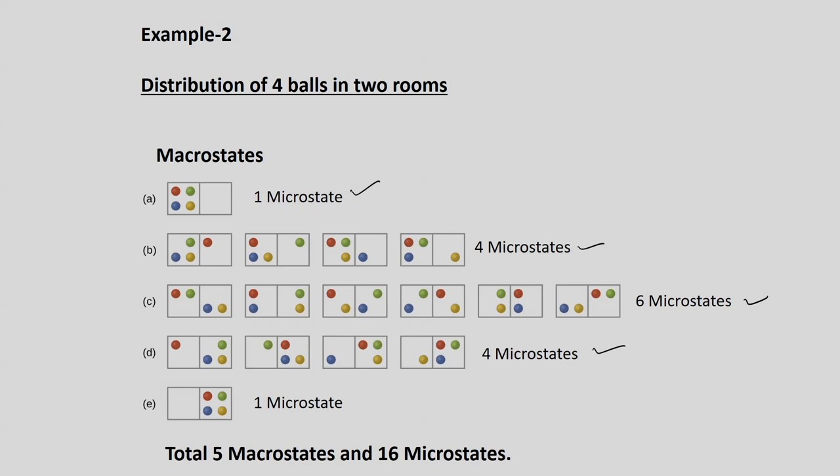So how many macrostates do we have now? We have five macrostates. And how many microstates are there? We have 16 microstates. For the first macrostate, we have only one microstate. For the second macrostate, we have four microstates. For the third, we have six microstates. For the fourth macrostate, we have four microstates. And for the fifth macrostate, we have only one microstate. So now we understand what a macrostate is and what a microstate is.